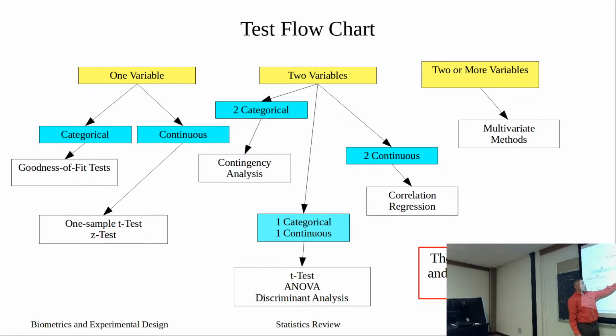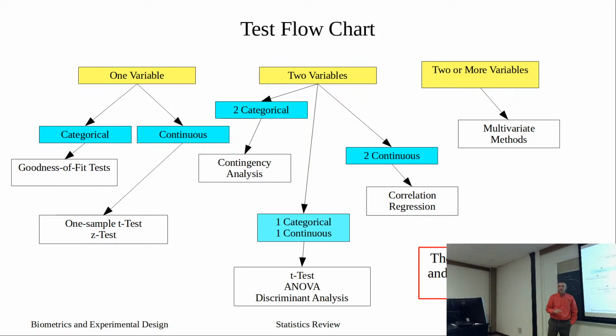If we have two categorical variables, then we're looking at contingency analysis. So we're looking at things like the location in which those snails were collected and maybe a season if you're doing worms. Those are both categorical variables. We can look at their relationship.